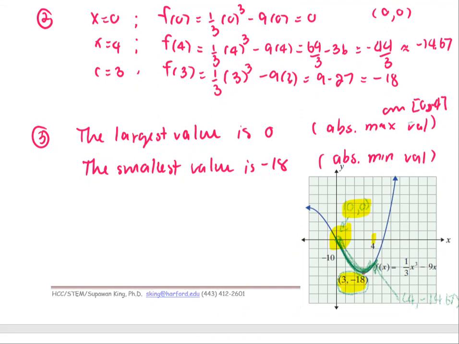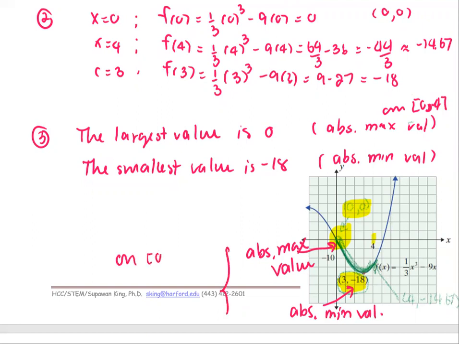I'm going to put a note here. So this is the absolute maximum value, and this one is the absolute minimum value on the interval 0, 4.